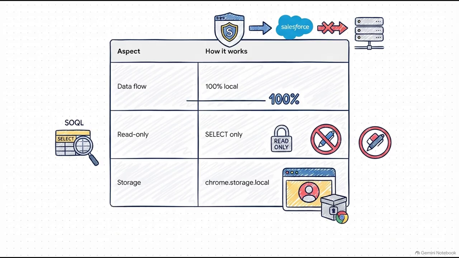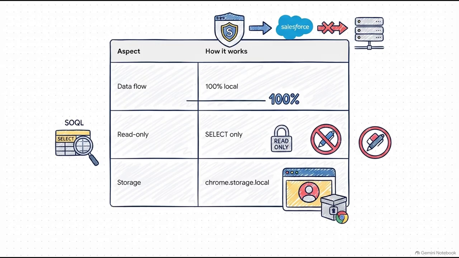Let's break down this architecture with complete transparency. First, the data flow. It is 100% local. The extension calls Salesforce's own REST API directly. Literally nothing goes through a third-party server. Next up, read-only access. The SOQL query it runs is exclusively a select statement on the setup audit trail. There is zero write, update, or delete capability anywhere in the codebase. You couldn't break something with this if you tried. Finally, storage. All that smart cache data we mentioned earlier, it lives exclusively in chrome.storage.local, which is safely sandboxed right into your browser profile.